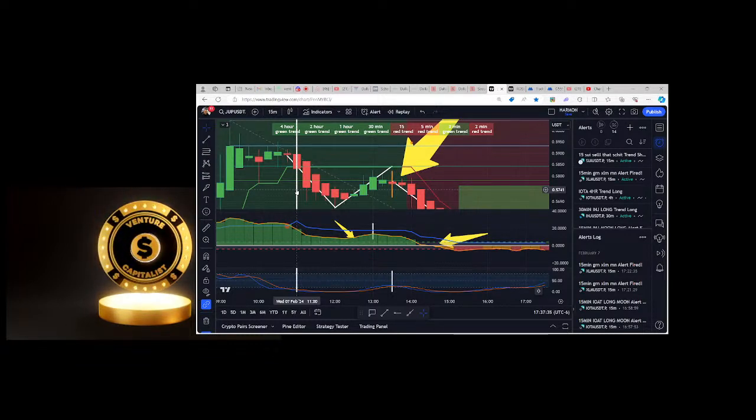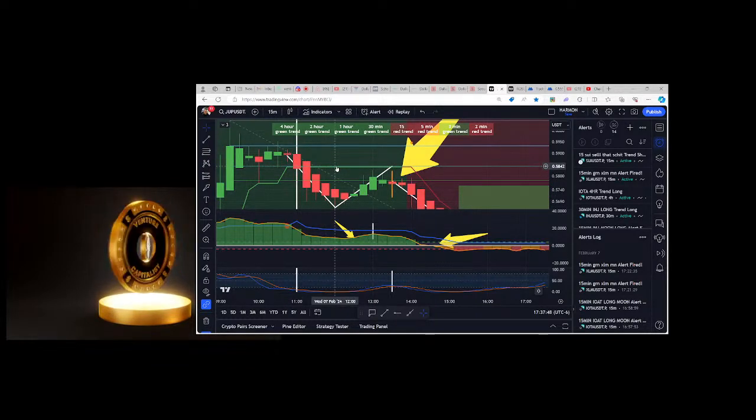Because not only do I have a 15 red moon, I have a 1 hour red moon, which means it's even weaker than it looks. So now when I see the bounce happen, I should have an alert already set on my 15-minute red trend because I'm expecting it to continue down, right? Or I want protection of that.